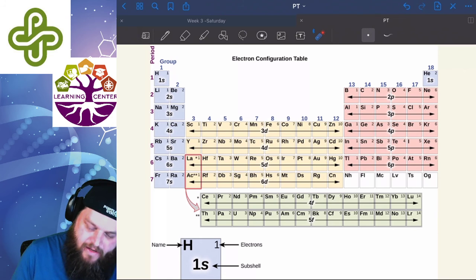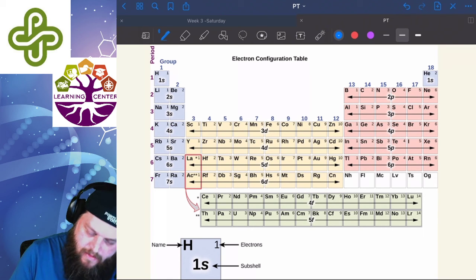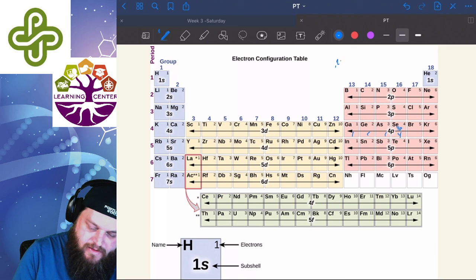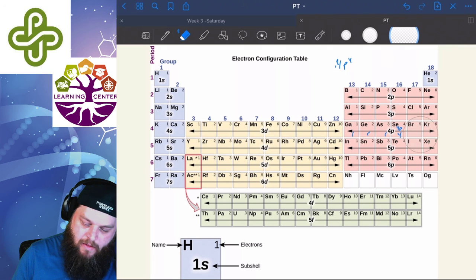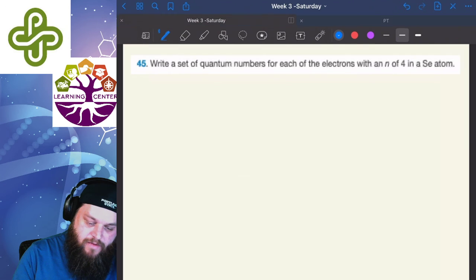But when we're looking at selenium, that's this guy over here. Notice it's in the 4p orbital, and it's 1, 2, 3, 4 places up. So we would say that's 4p4 for a standard selenium atom. So we can write out that configuration to begin with.